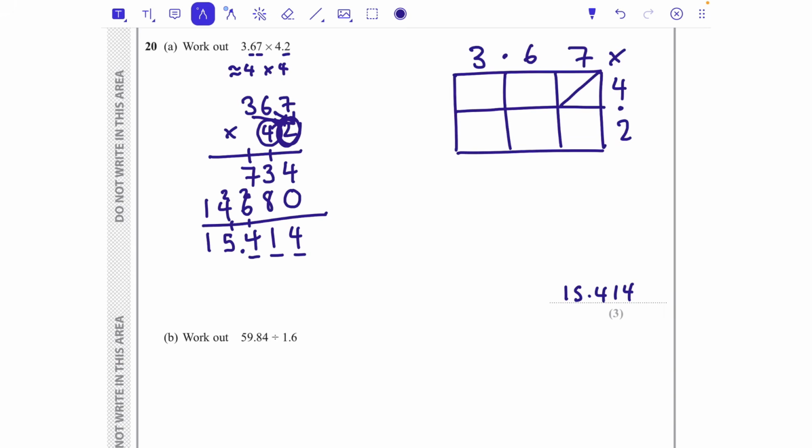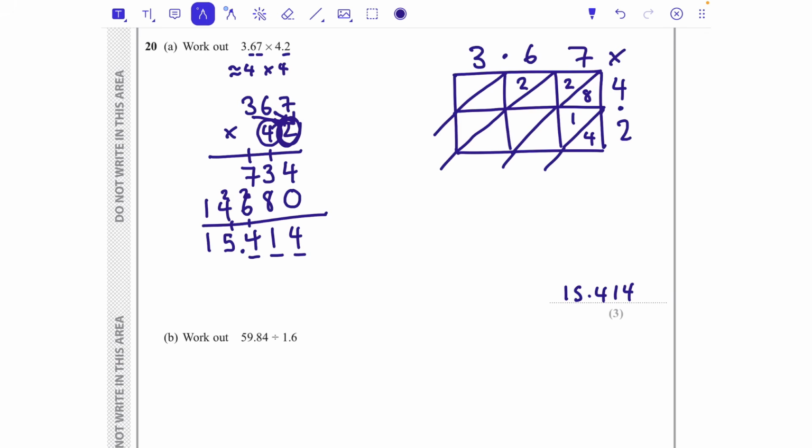Every single box, you need to split it diagonally, going from the top right to the bottom left. And then just around the edges, you want to make those lines a little bit longer so we've got somewhere to put our answer. And then all you do is the number at the top times the number at the side. So 7 times 4 is 28, so we put that there. 7 times 2 is 14, so that goes there.